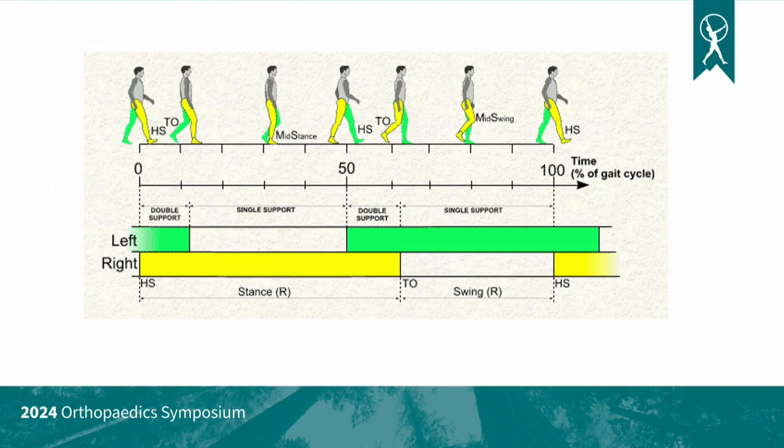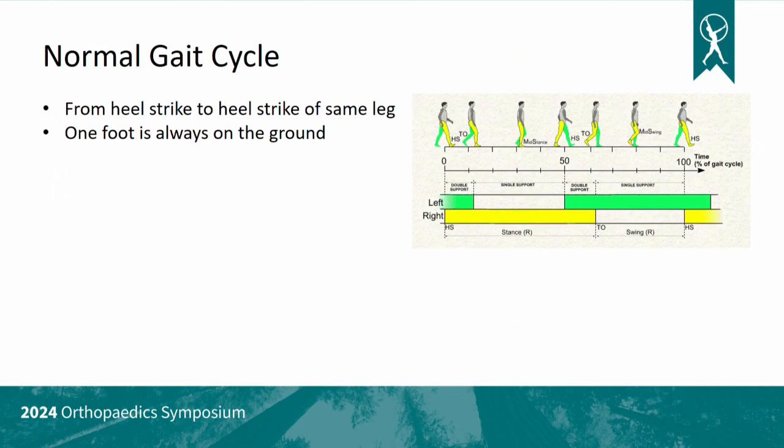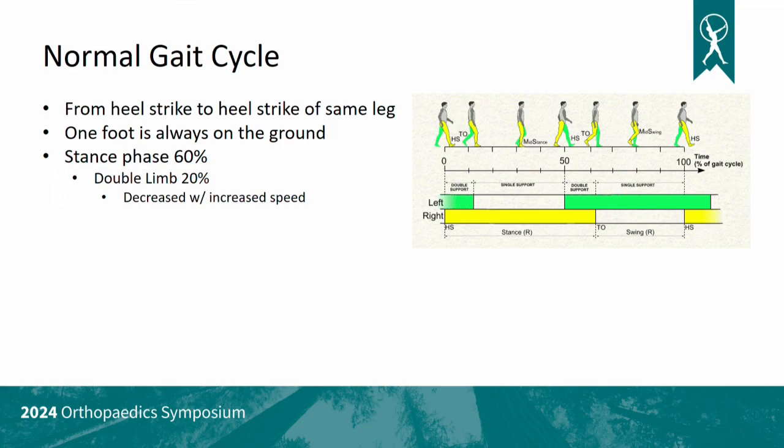And this is just kind of a depiction of the gait cycle. But if you look at when we walk, there's always one foot on the ground unless you're running. When you're running, then there's a time when there's no feet on the ground. And so the stance phase is about 60%, and about 20% of the time you actually have both legs on the ground. And then the swing phase is the other 40%.